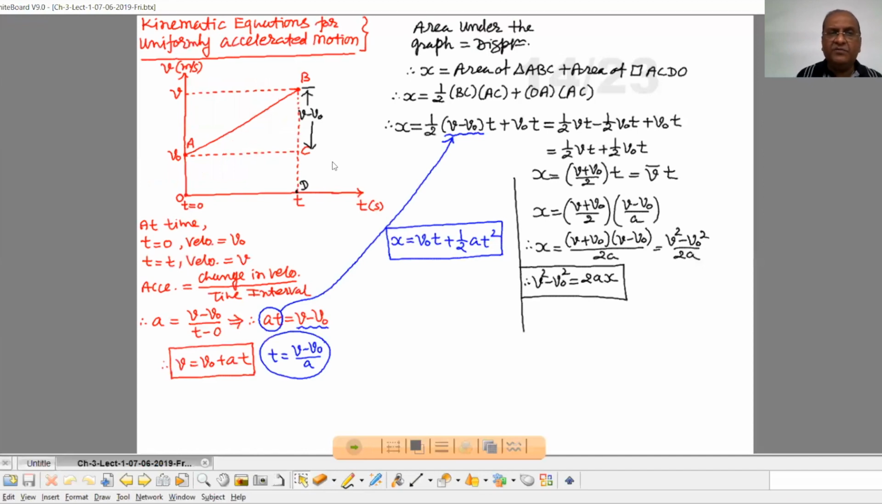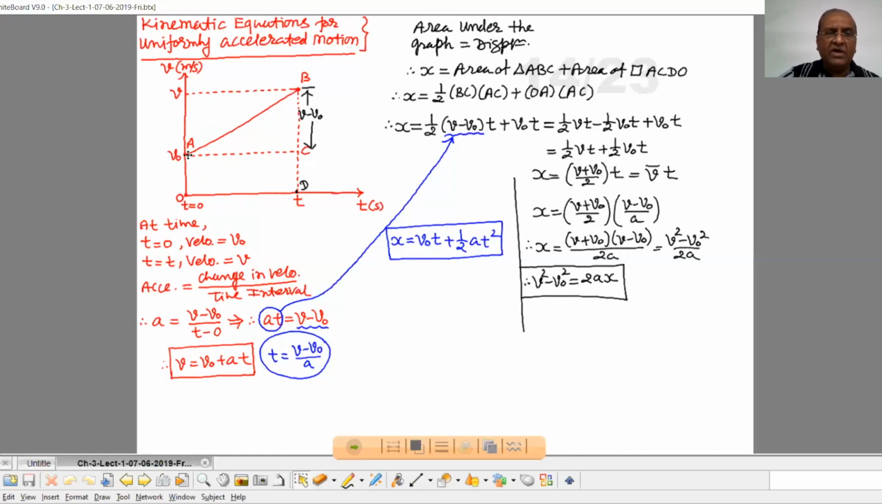Kinematic equations for uniformly accelerated motion. Here, uniformly accelerated implies that the acceleration of the particle or the object is constant. Now, suppose we have a velocity-time graph for a particular uniformly accelerated motion. If acceleration is constant, uniform, the graph is a straight line, we can understand.